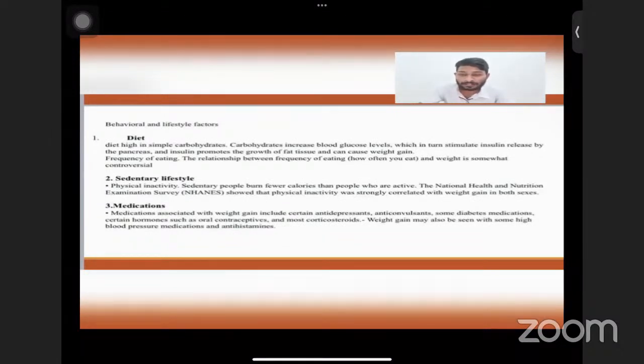Frequency of eating. The relationship between frequency of eating and weight is somewhat controversial. Sedentary lifestyle. Physical inactivity. Sedentary people burn fewer calories than people who are active. The National Health and Nutrition Examination Survey showed that physical inactivity was strongly correlated with weight gain in both sexes. Medications. Medications associated with weight gain include certain antidepressants, anticoagulants, some diabetes medications, certain hormones such as oral contraceptives, and most corticosteroids. Weight gain may also be seen with some high blood pressure medications and antihistamines.